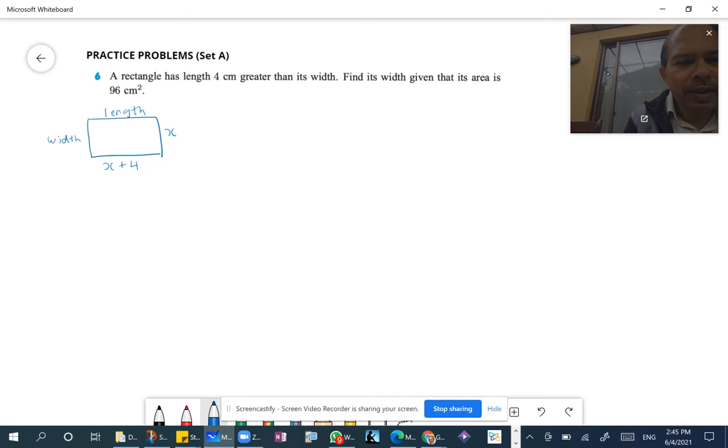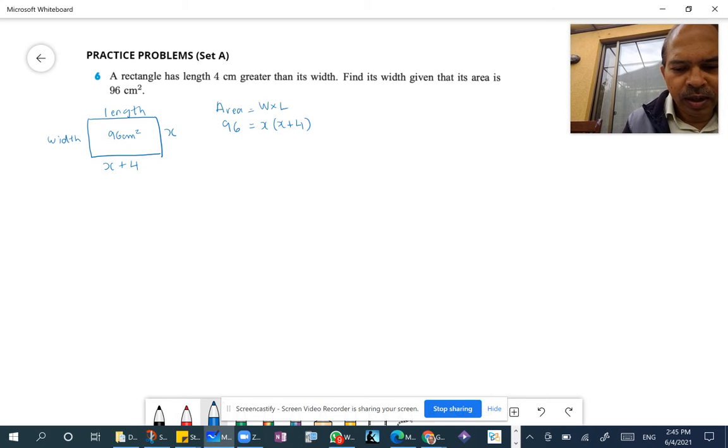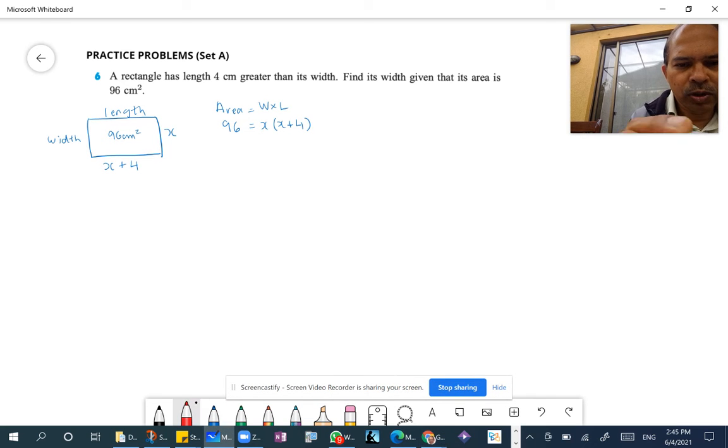We are given the area, which is 96 centimeters squared. Now we do know that area is width times length, in this case, x times x plus 4. The area is given, so we enter that value. Now, when multiplying, be careful to use the FOIL principle, as we learned. And so 96 will be equal to x squared plus 4x.